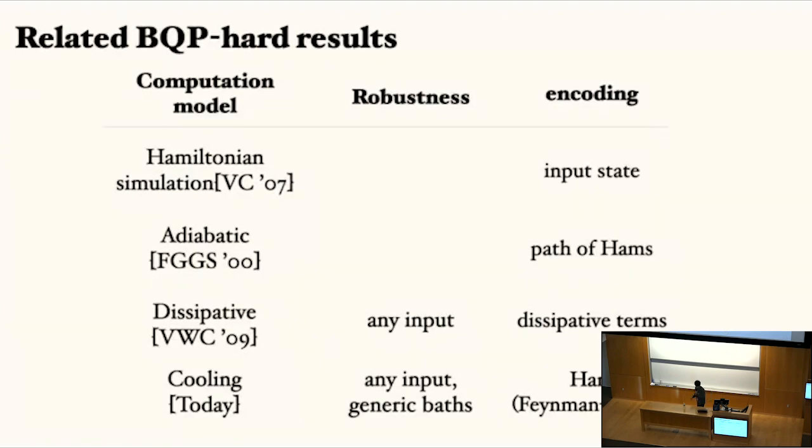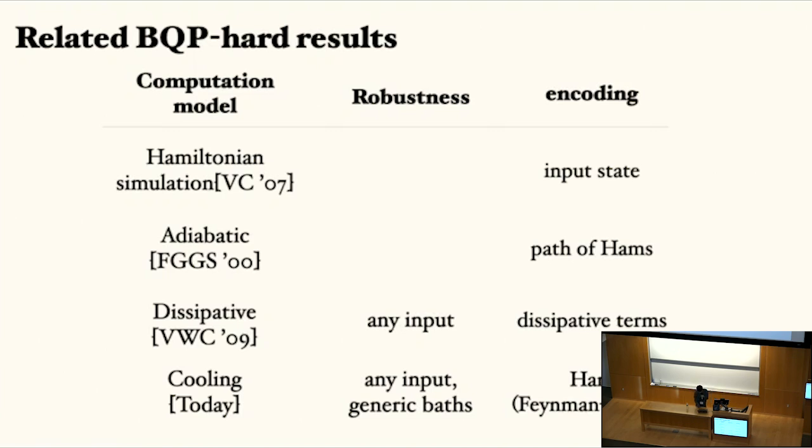For the experts who might have heard other BQP-hard results, the way to view these results is to say that different computational models are equivalent, up to polynomial reductions. Here I list some of the ones I can find. There's Hamiltonian simulation, which I think actually goes back to Richard Feynman. There's adiabatic computation, dissipative computation, and for today, cooling. And then you can ask, what are the differences? It's really a matter of taste, because these just intend to capture different models of computation.